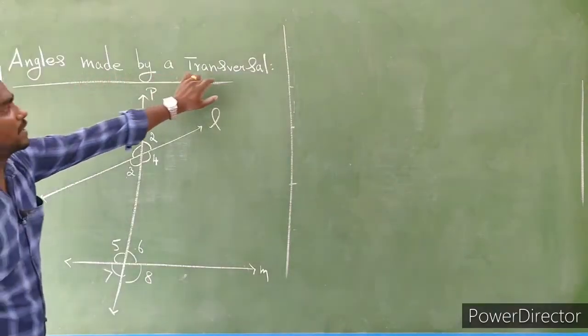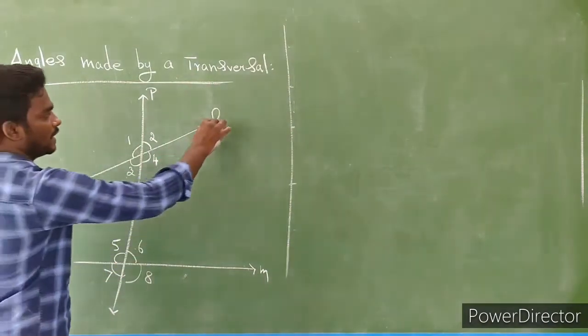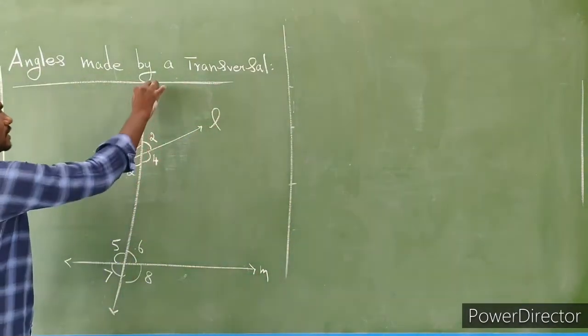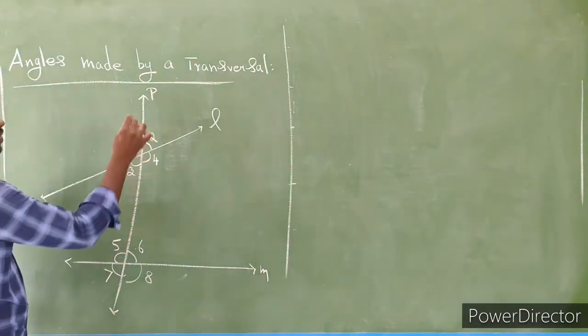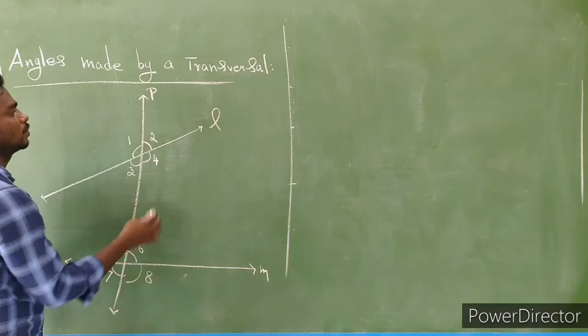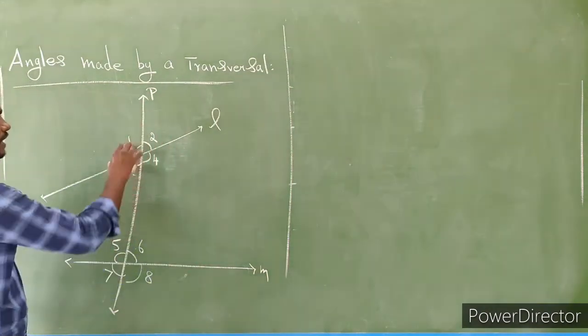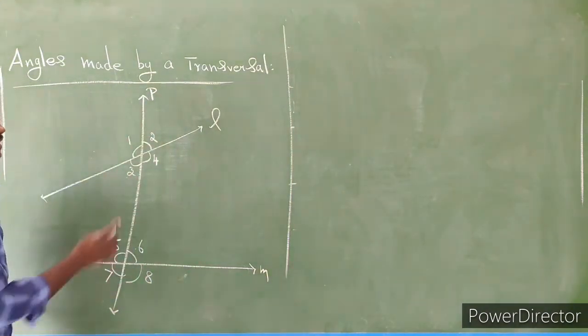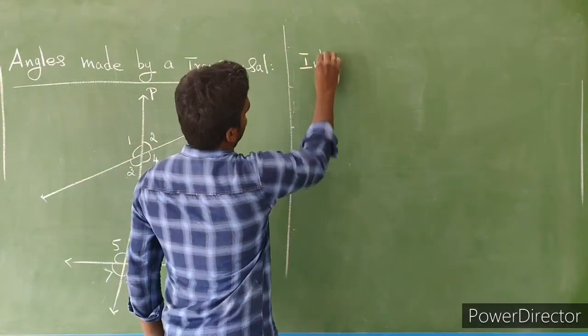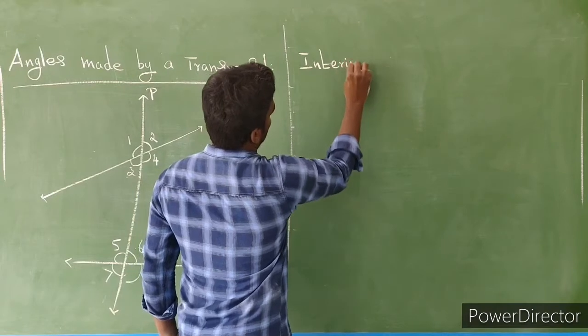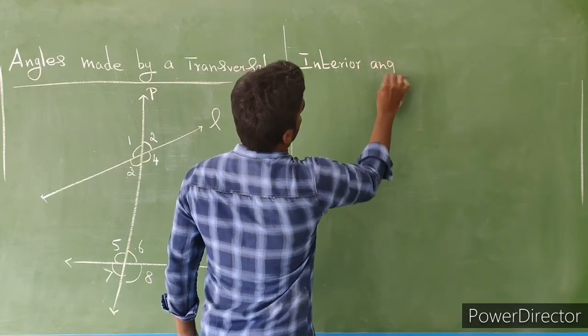Next, angles made by a transversal. Here L and M are two lines. This line P is a transversal to the lines L and M. So when two lines are cut by a transversal, we get 8 angles here. First one, what are interior angles?